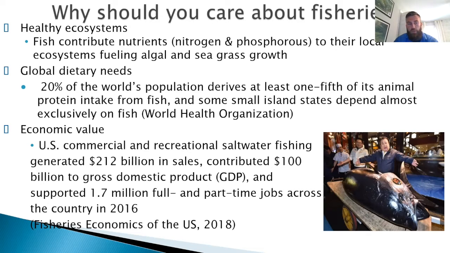The second bullet I'll talk about is global dietary needs. About 20% of the world's population derives at least one fifth of its animal protein intake from fish. And many small island states, particularly in the Pacific, depend much more on fish in terms of protein composition for nutritional dependency. So we can see just between ecosystems and dietary needs alone how significant this value can be.